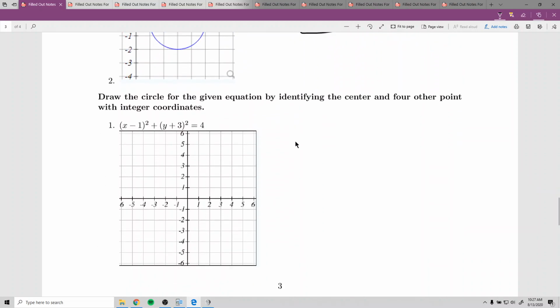All right, the next little bit, we just have one problem here. We want to draw the circle for the given equation by identifying the center. The way you would do it by hand is with 4 other points to kind of guide your circle. In the graphing tool on the homework, you only have to plot the center and 1 other point.